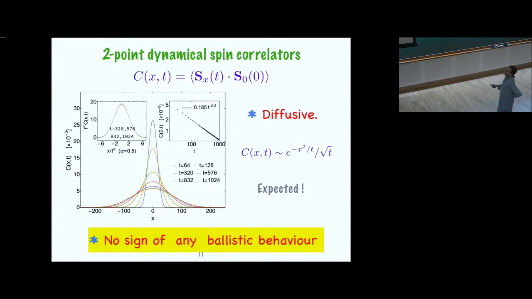Okay, so what I get is basically diffusive behavior. The dynamic correlator scales as e to the power minus x squared by t, and this is expected, and we do not have any secondary peaks or any sign of ballistic behavior. This data collapses very well, and this is the autocorrelation.